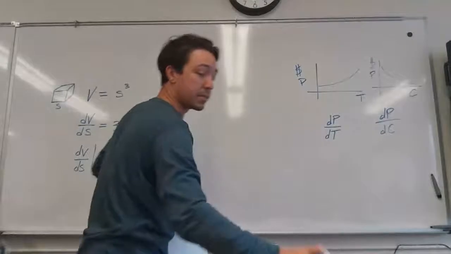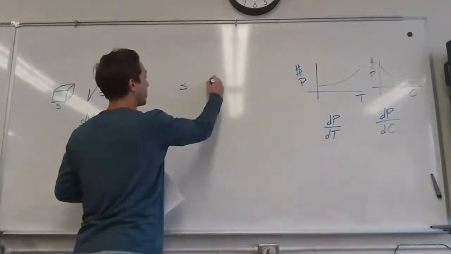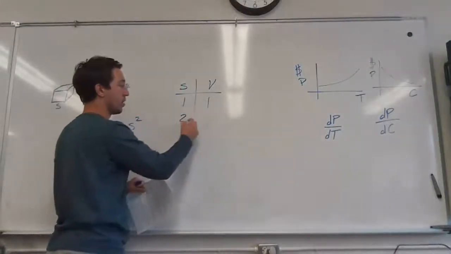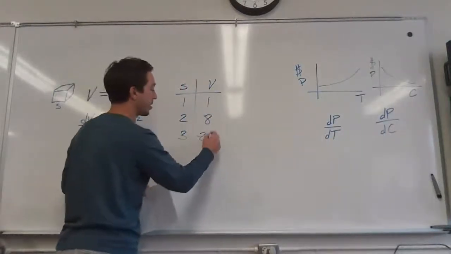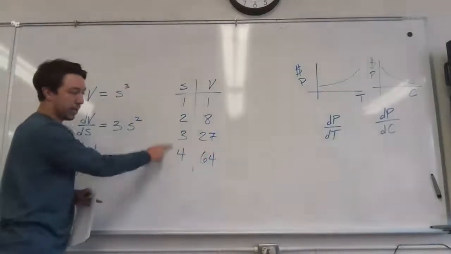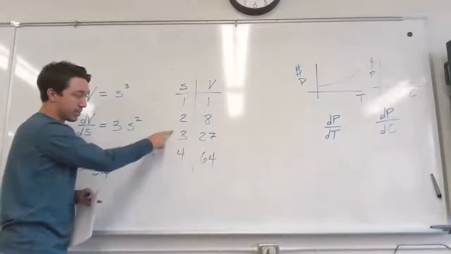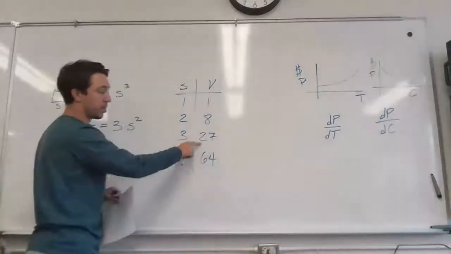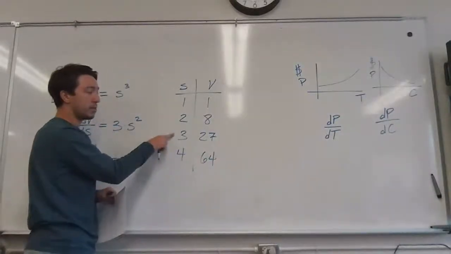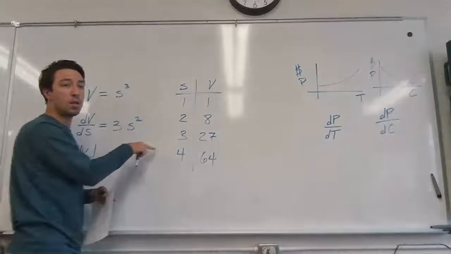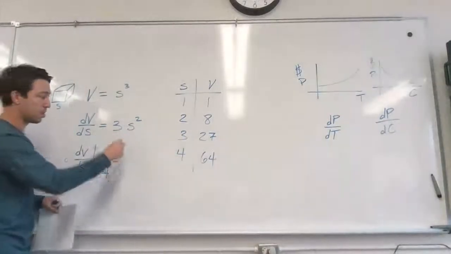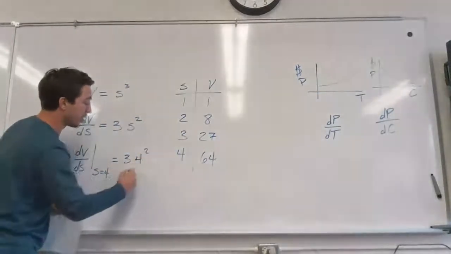I'll just make a little table of values here. So here's side length and, okay, so let's say the cube was 1 by 1 by 1, volume's 1. 2 by 2 by 2, you get 8. 3 by 3 by 3, you get 27. 4 by 4 by 4, you get 64. Well, you can see the bigger the cube is, adding 1 to the side length increases this by 37, whereas increasing 1 here only increases it by 19. So then when you evaluate at 4, you plug in the 4. 3 times 4 squared is 48.